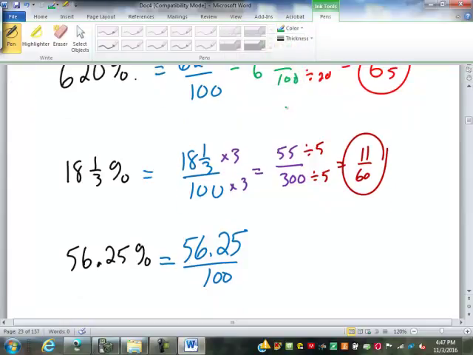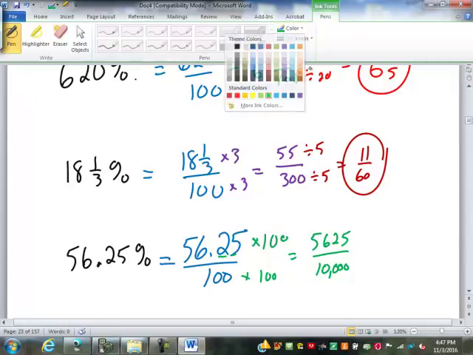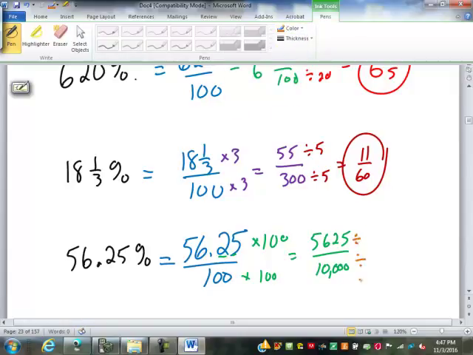Now down here, 56.25% becomes 56.25 over 100. To get rid of the decimal, what do we have to multiply by? 100, because there's 2 decimal places here. So that's 5,625 over 10,000. And the reducing can begin. 25 will work. So if we divide 5625 by 25, I get 225, right? 10,000 by 25, I get 400.